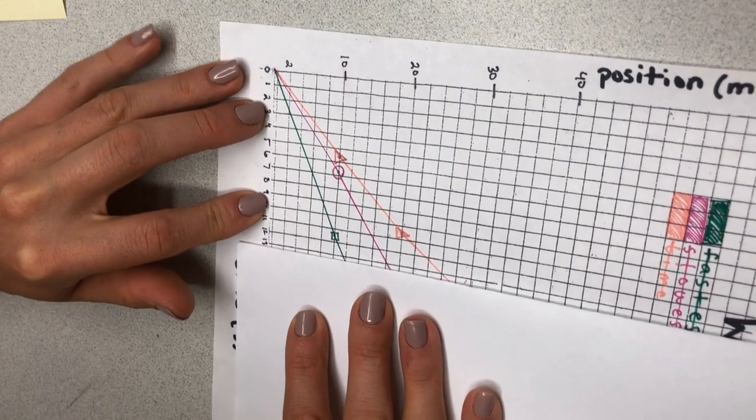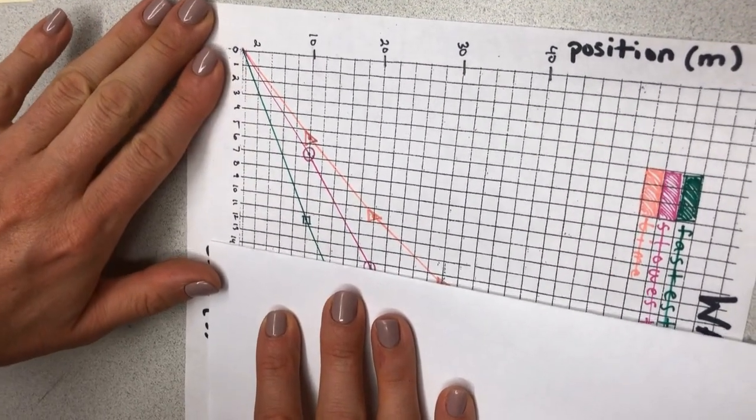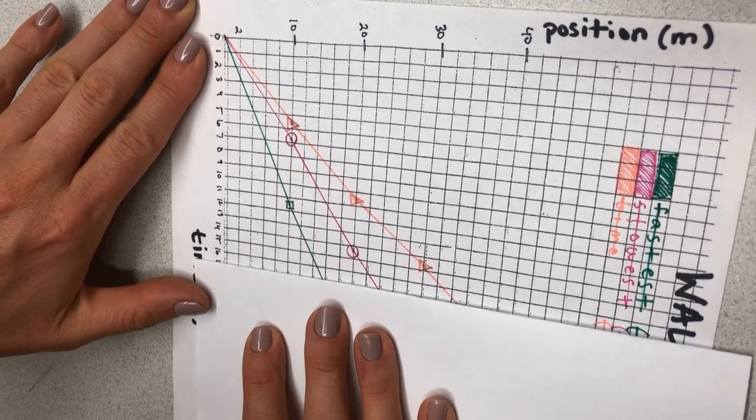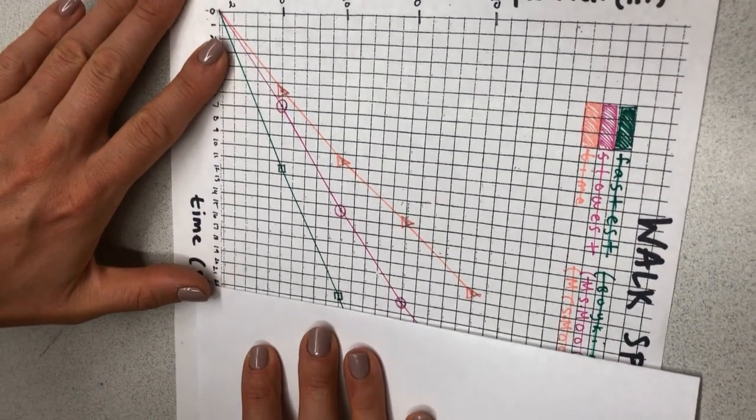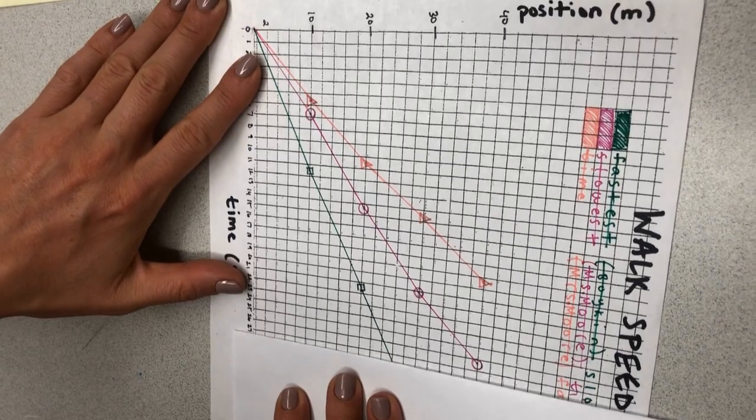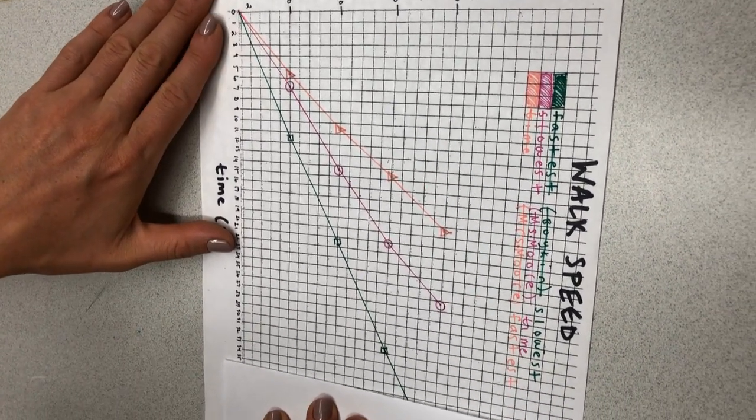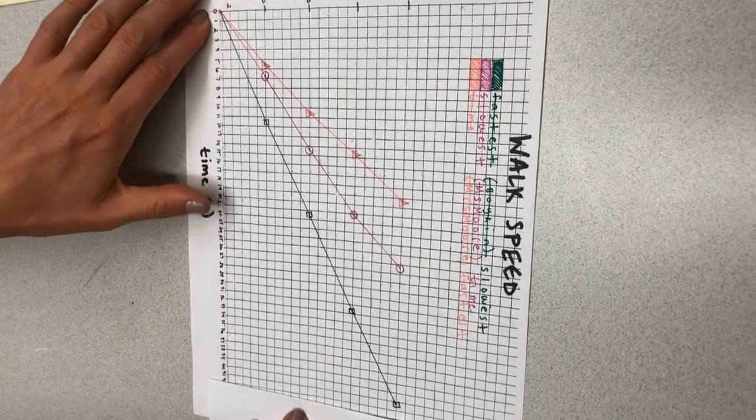You can see that this orange person is moving through the distance in a shorter time, which tells us that they're moving at a faster speed. And there we go. Not yet, not yet. Finally! That's slow.